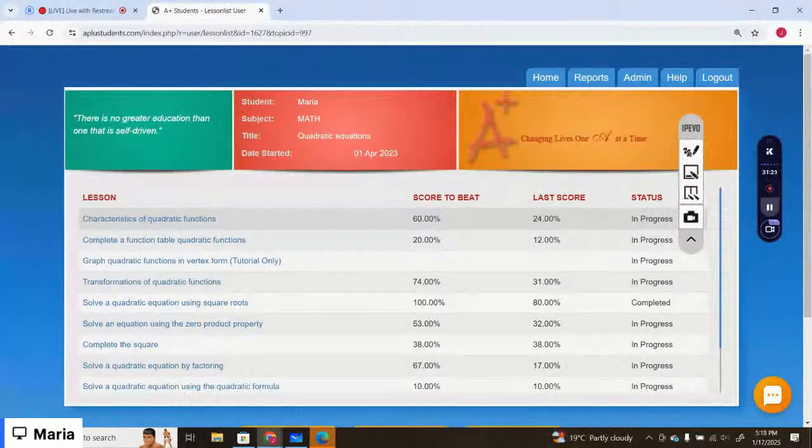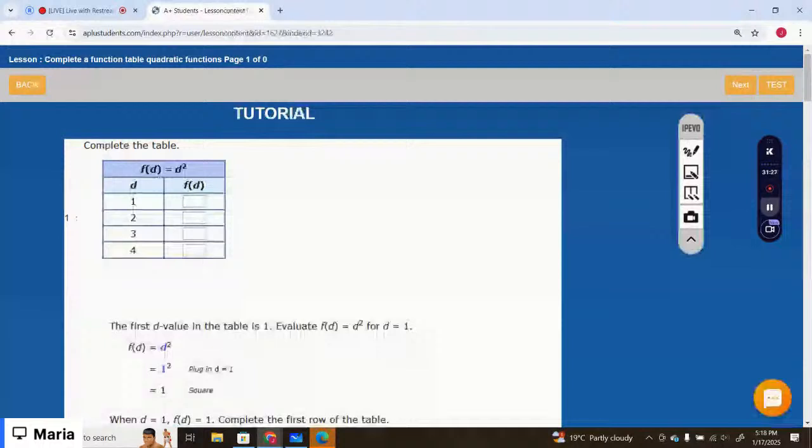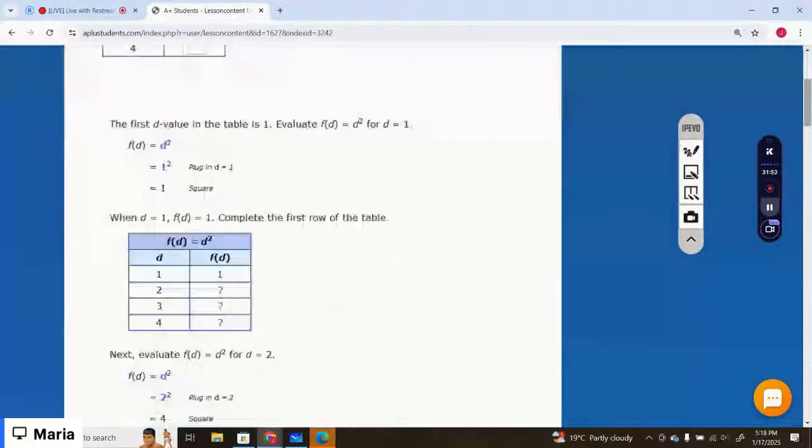The next lesson is complete a function table, quadratic functions. Complete the table, that is f of d equals d square. So you have to calculate the value of d. You need to replace the d one by one. Like first time that would be d equals 1, then d equals 2, right? So you have to evaluate 1 square is 1, then 2 square is 4.